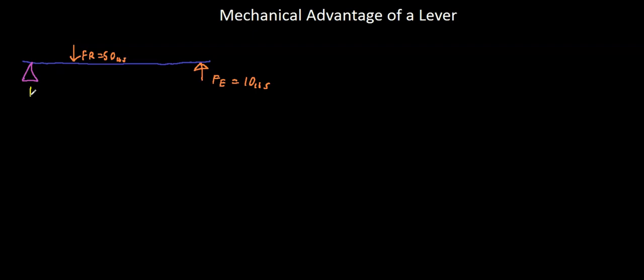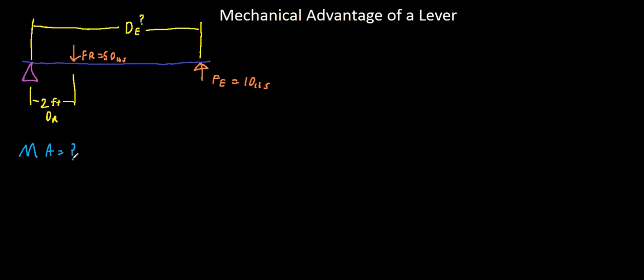Then let's say our distance resistance, our distance to our force resistance, let's say that's 2 feet. And let's say we don't know our distance effort, or our distance to our force effort. So we don't know this one, and we do know this. This is dr. I'll go ahead and label that. So my first question is, again, what is our mechanical advantage? And the second question is, what distance effort, what distance to our effort force will we need to get that mechanical advantage?